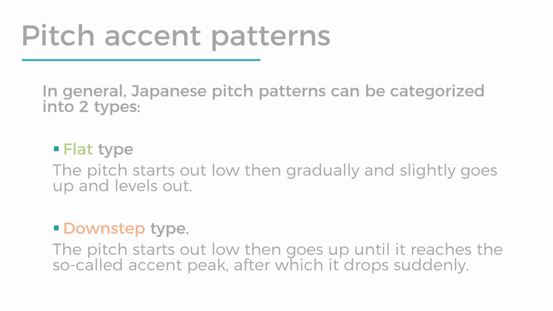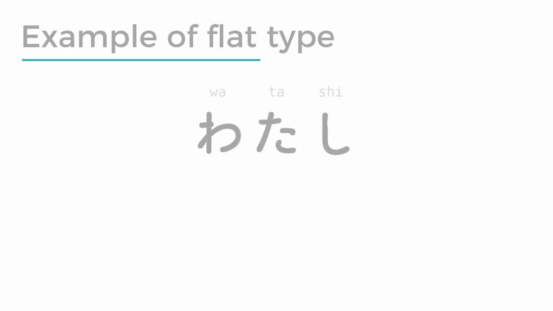So the pitch generally starts out low at the beginning of a word, then gradually and slightly goes up and levels out with the first pattern, which is a flat pattern. And in the case of the second pattern, it starts out low and goes up until you reach the so-called accent peak, after which it drops suddenly. Here's an example of the flat pattern.